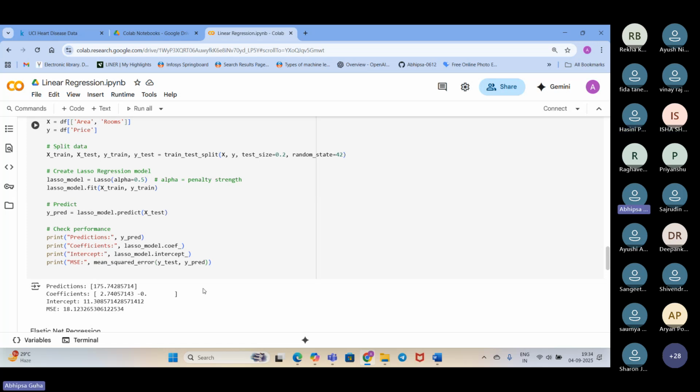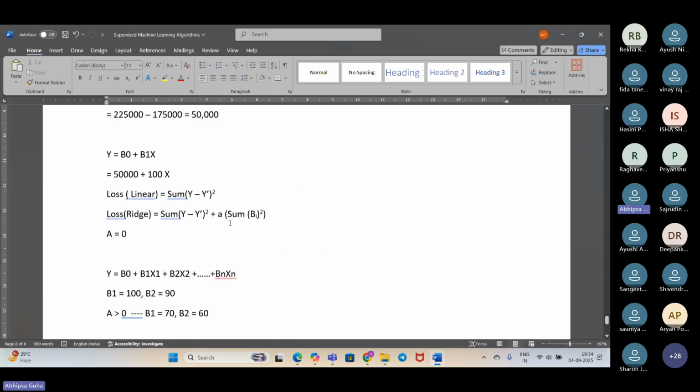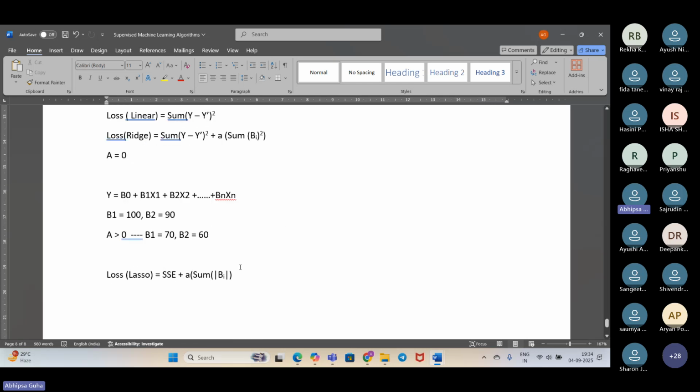I told you, right? Just now I told you, right? Okay, fine. Let me tell you again the basic difference. In case of lasso, in the loss function, in ridge we are taking the squared coefficient, the b square. Here, everything is the same, but we are taking the absolute value of the coefficient, that is the mod value of the coefficient.